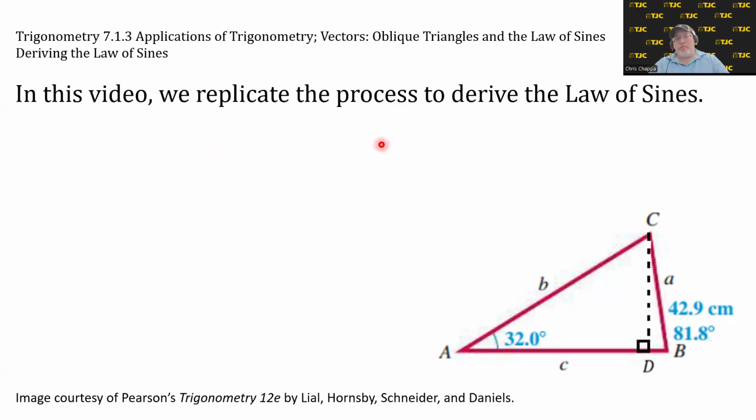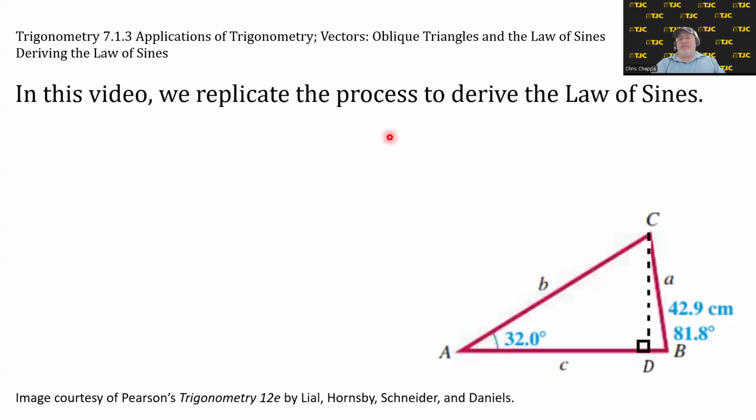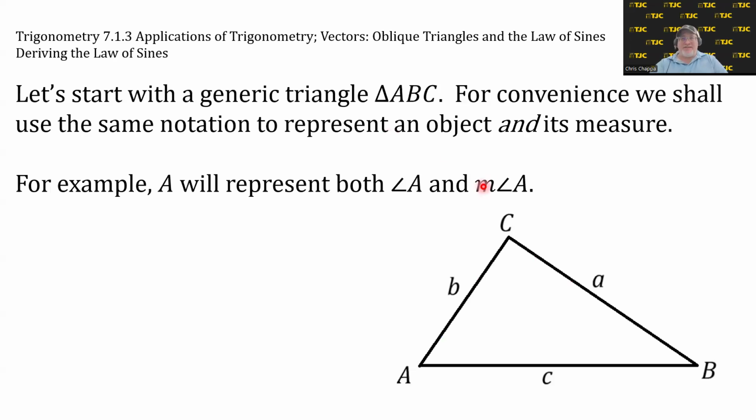In this video, we replicate the process to derive the law of sines. Now, to do this, we have to remove all the specific values and attack this generically. So no numbers, just triangle ABC. For convenience, we shall use the same notation to represent an object and its measure. In higher level math, this is a no-no. You can't use one thing to represent an object and how large the object is. But for the sake of convenience, we will. So when we say A, that will represent both this angle and its measure.